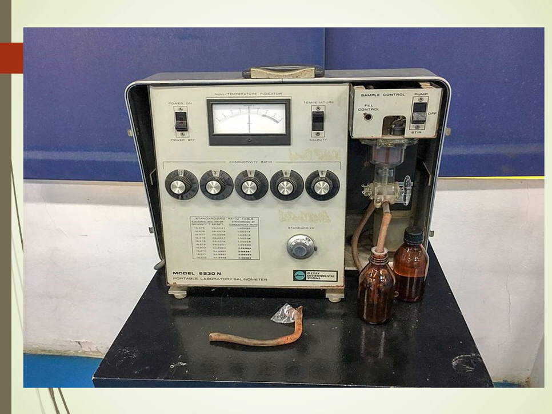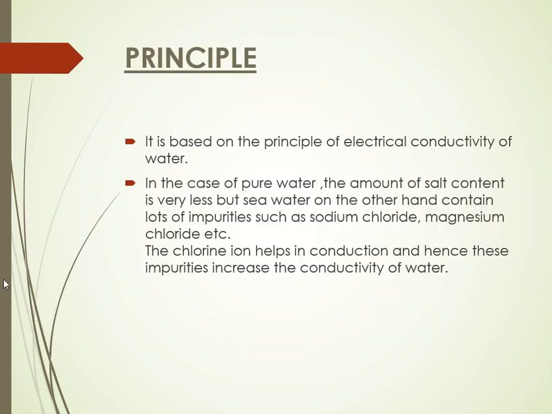The salinity indicator, or the salinometer, is an instrument to measure the salinity of water. It uses the property of electrical conductivity of water or liquids. The principle is based on the electrical conductivity of water. In the case of pure water, the amount of salt content is very less, but seawater, on the other hand, contains lots of impurities such as sodium chloride, magnesium chloride, etc. The chloride ion helps in conduction, and these impurities increase the conductivity of water.